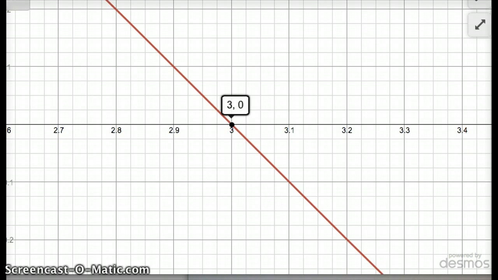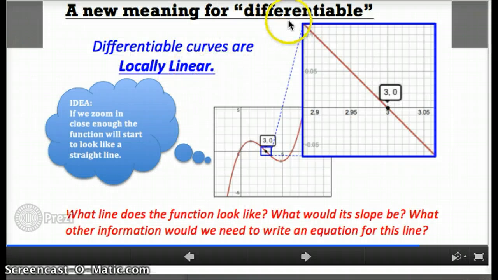Basically, locally linear is really just another way of saying differentiable, but it allows you to think of differentiable in terms of a graph. In fact, if a function is locally linear, we should really be able to write the equation of a line that looks almost exactly like the function when you zoom in on that point. Look at this graph right here. Notice the weird units. What line does this look like? Could you write an equation for it? How would you figure out its slope? What other information would you need?